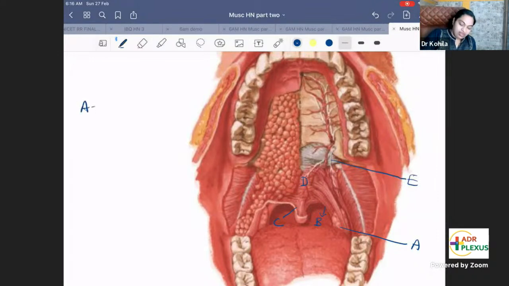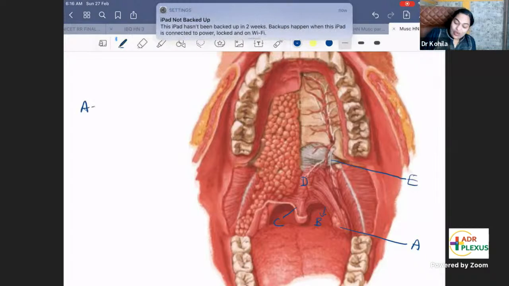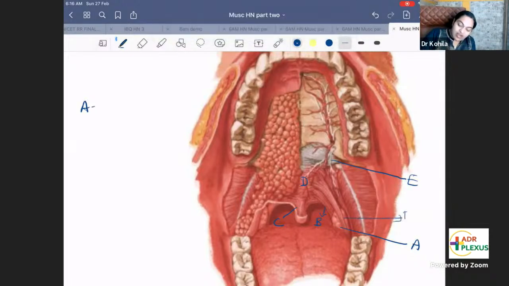A. See, it's going towards the tongue from the palate. What is this structure you see in the lateral wall of the oropharynx? Your palatine tonsil, right?